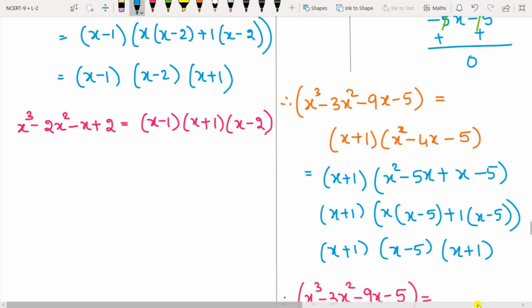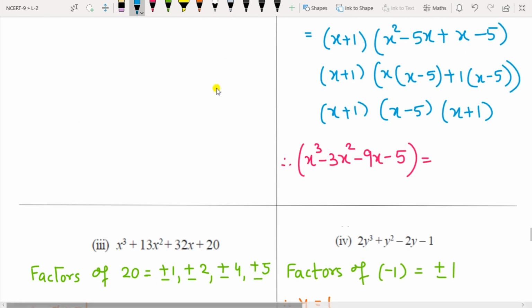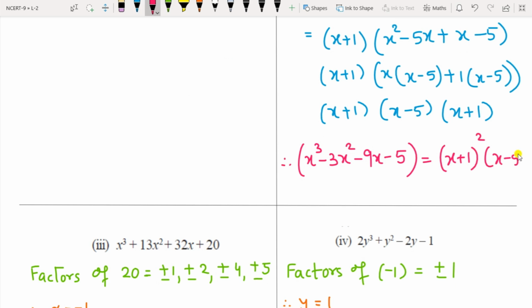Okay, so the factors of the given polynomial are x plus 1 two times, means x plus 1 the whole square, and x minus 5 is the another factor. So these are the three factors of this polynomial.